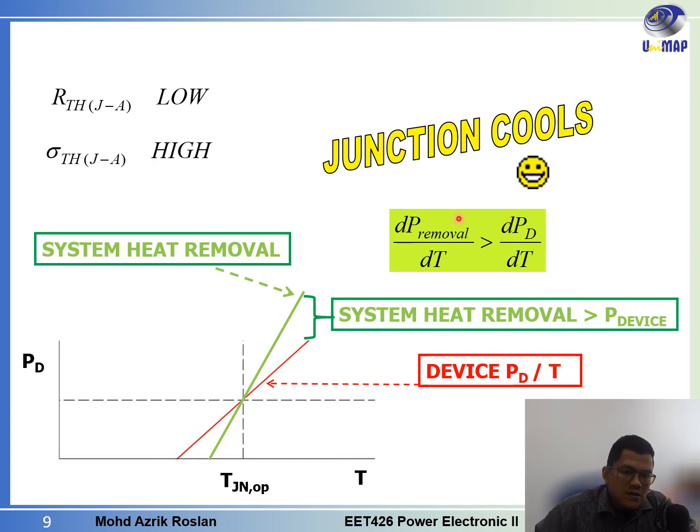Okay, the dP removal is usually represented by the characteristic of the heat sink that we have. Let's say the device is producing low heat, but the capacity of the heat sink is very good, so it can easily remove the heat from the device. So this one will be very good.